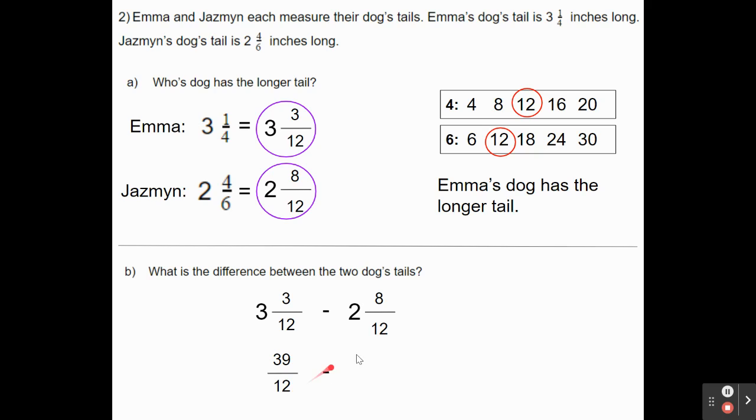Let's do the same thing for the next mixed number. We're going to multiply 12 times 2 and then add the 8. So 12 times 2 is 24 plus 8 is 32 and the denominator 12 stays the same. Now we can subtract these fractions. 39/12 minus 32/12 is 7/12. So the difference between the two dogs' tails is 7/12 inches.